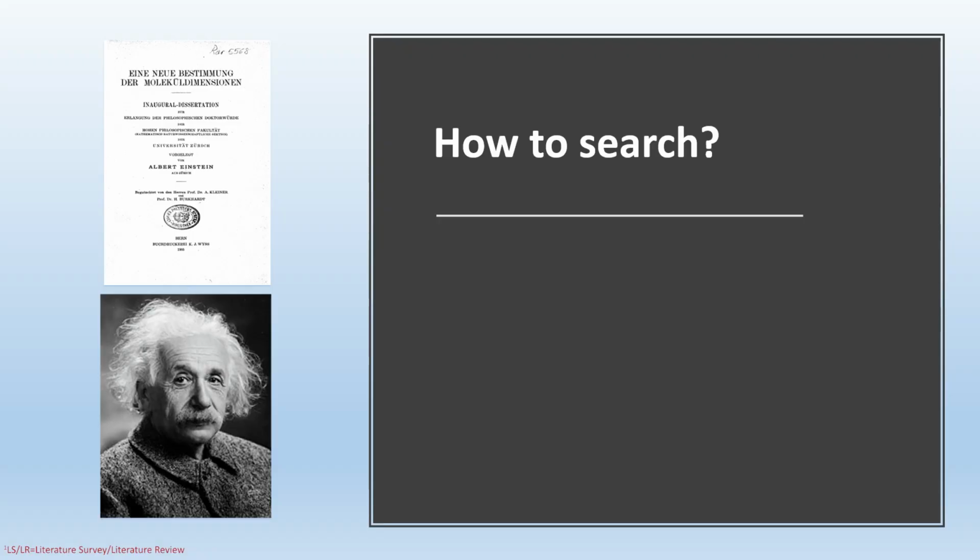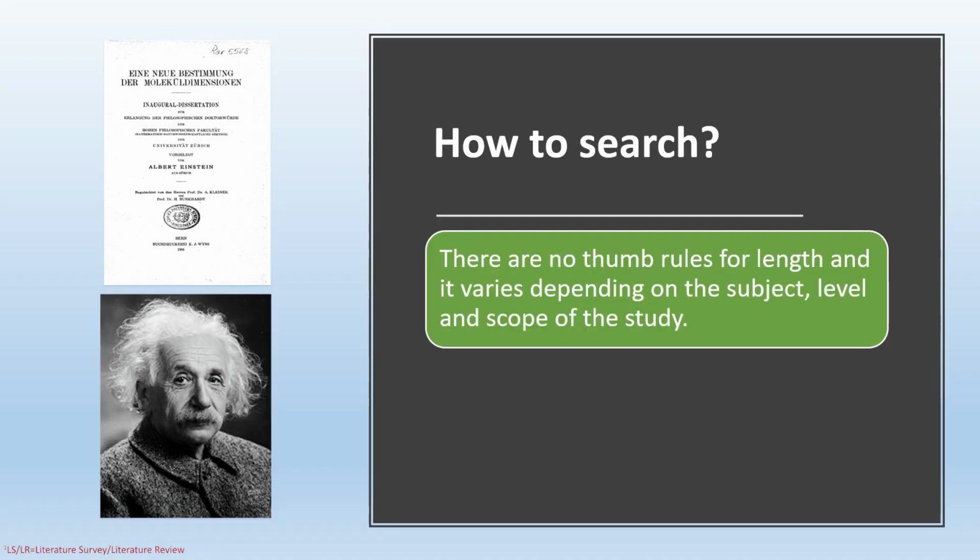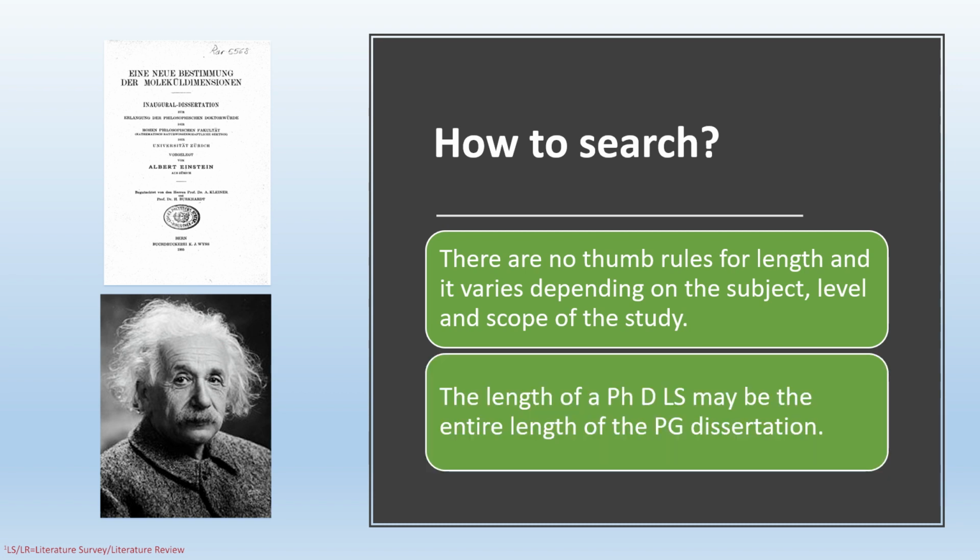As far as the length criteria is concerned, there is no thumb rule for length and it varies depending on the subject, level and scope of the study. The length of a PhD literature review may be the entire length of a PG dissertation. Recall, what was the total length of PhD thesis of Einstein? We mentioned in the very first module of the course.